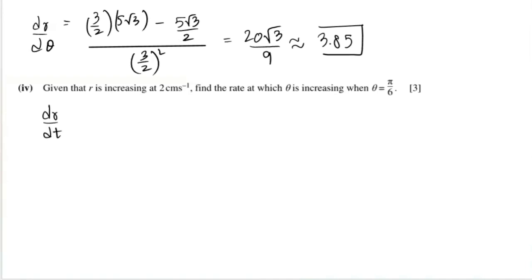Part 4. Given that r is increasing at 2 centimeters per second, so dr over dt, the rate of change of radius, is given as 2. Find the rate at which theta is increasing when theta is pi over 6. So we need d theta over dt. That is what we are looking for.